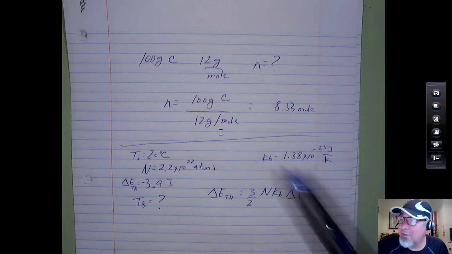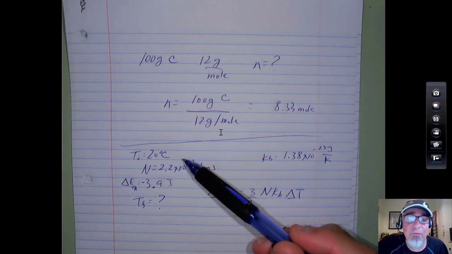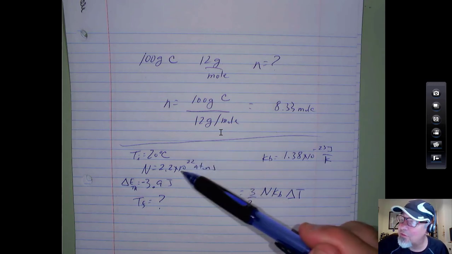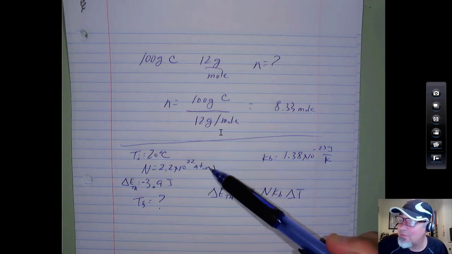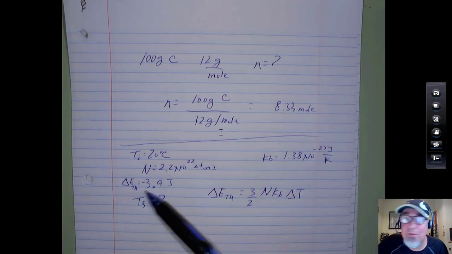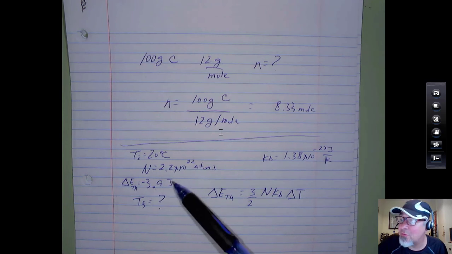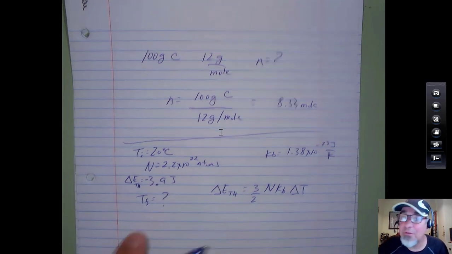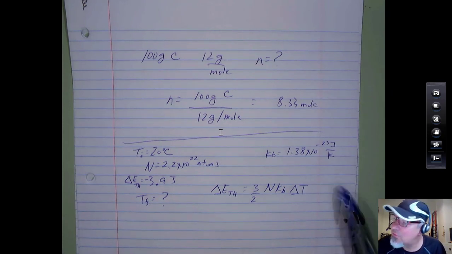Okay, so I've got here 20 degrees Celsius, perfectly good unit. We just need to put that into Kelvin. We're given 2.2 times 10 to the 22nd atoms. Okay, so that's what big N is, the amount of atoms. Now the change in thermal energy is actually negative 3.9 joules because it's been removed. Okay, and we want to know what's the final temperature. Okay, so here's the formula that we can use.